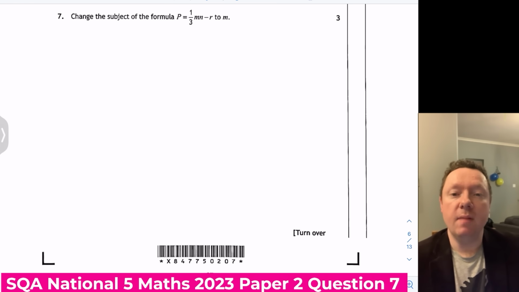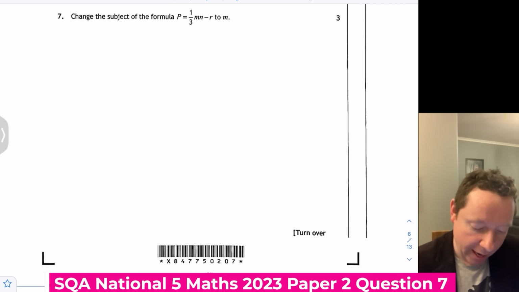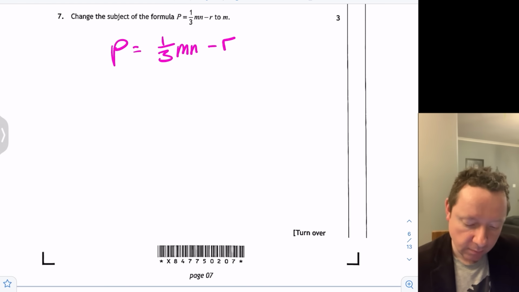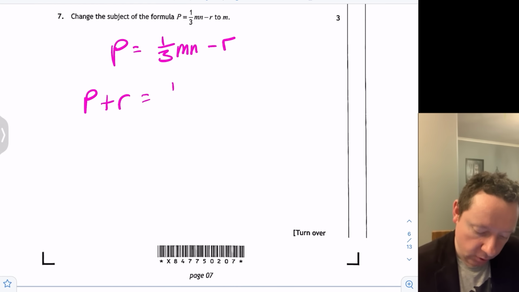SQA National 5 Maths 2023, Paper 2, Question 7. Change the subject of the formula P equals a third of mn minus r to m. So let me just write that one out. A third mn minus r. Okay, so let's collect some terms to get the thing with m on its own. So I want to add r to both sides. So P plus r is a third of mn.